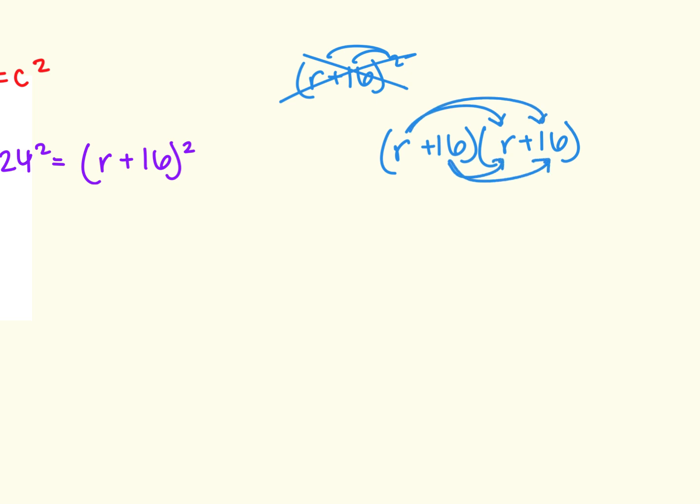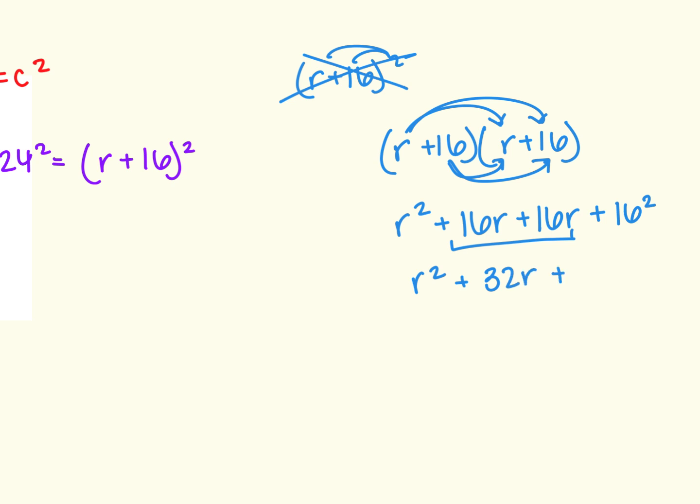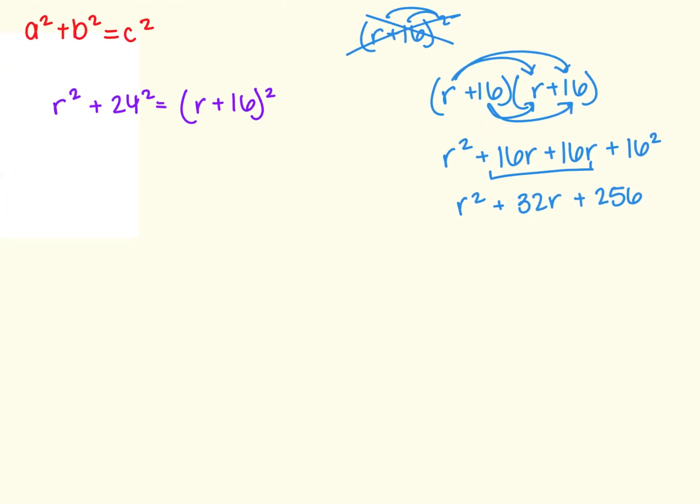Yes, there is a trick for this. However, you'd have to go back and look it up because I'm not going to go over that right now. I feel like we all know how to FOIL, so let's just go quickly through this. R times r is going to give me r squared plus r times 16 is 16r plus 16 times r is 16r. 16 times 16 is 16 squared. So combining what I have, I'm going to have r squared plus 32r plus 16 squared, which is 256.